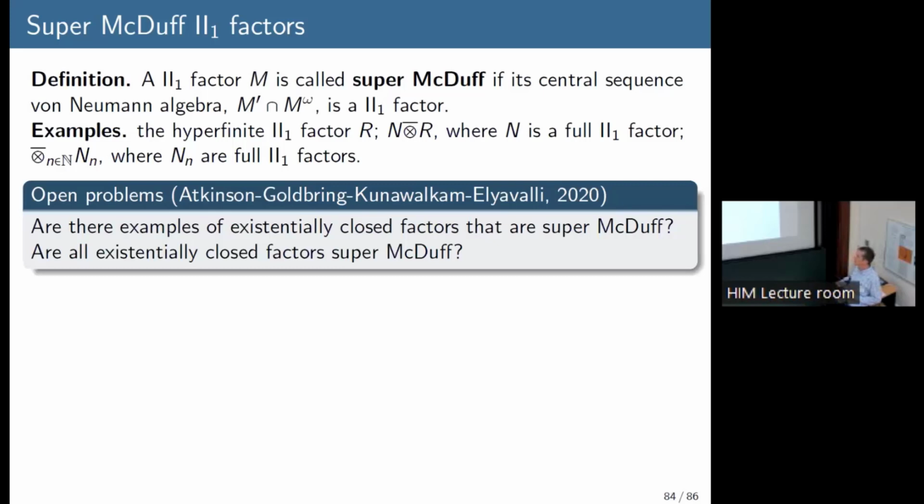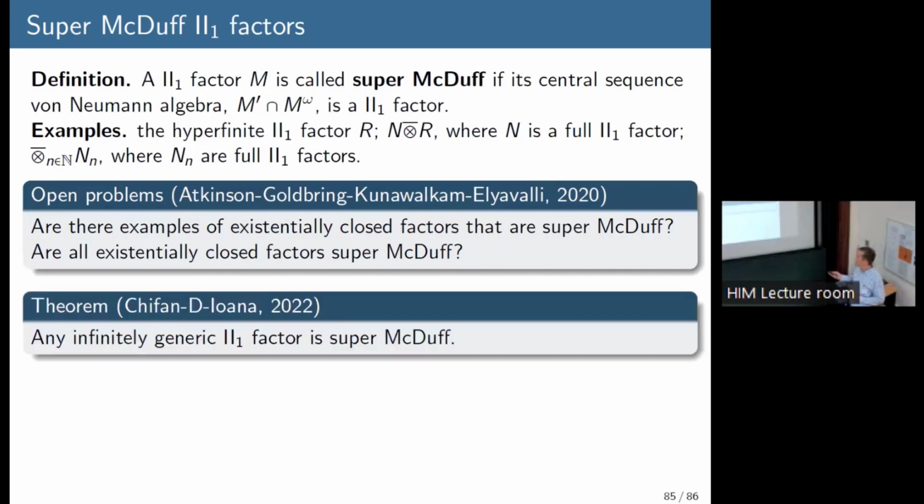And here's an open problem, again by the same Scott, Isaac, and Sri. In their work, they were wondering if one can find examples of II_1 factors which are existentially closed. Existentially closed is a bit too much to define, I think, but it includes the class of infinitely generic II_1 factors. It's quite large. Can you find some of those to be super McDuff, or are actually all of them super McDuff? And what we were able to show is that any infinitely generic II_1 factor, so the class that was seen a slide ago, is actually super McDuff.